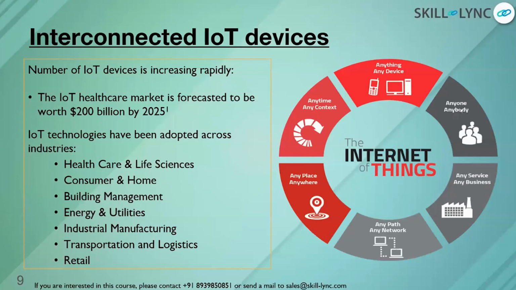So even with the recession, they had come up with this. This is the news forecasted by a market survey from Silicon Valley. IoT technologies have been adopted across industries, where the first prominent one was healthcare and life sciences, and second is consumer and home, like the Amazon Dash button, Echo Plus or Hue bulbs, building management, energy utilities, industry manufacturing, where even blockchain technologies are adopting IoT. Then transportation and logistics, retail. All these fields are widely using interconnected device applications.